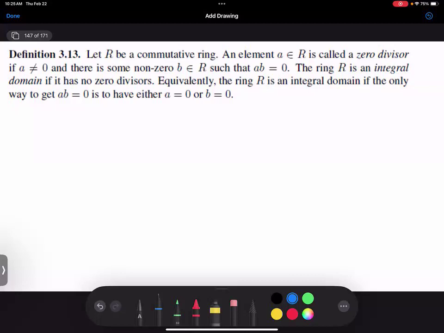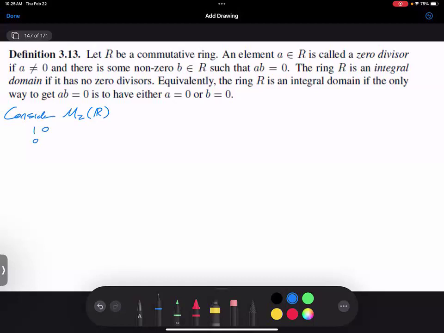So can anybody think of a situation where you have two elements that are not zero, but their product is zero? And now we can actually go back to the examples from before as to why I did not like your example. So let's consider 2x2 matrices with real entries.